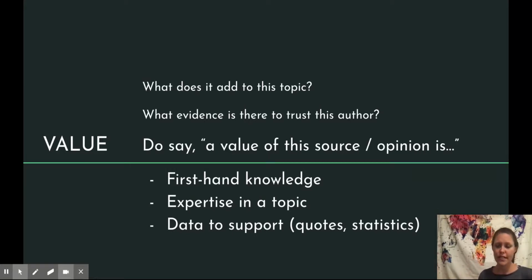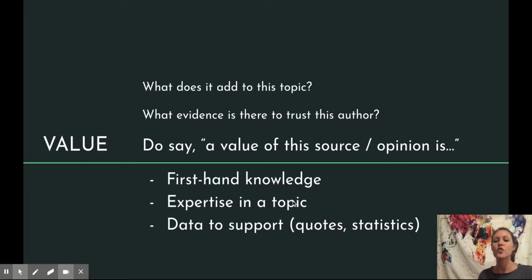Data to support information. So if somebody has quotes from firsthand documents, or if somebody has statistics to support their opinion, that can offer value to a source. But we live in a time period where we know that statistics can be altered. And we live in a time period where we know that quotes can be used either way. I mean, I feel like I've seen some political ads maybe once or twice recently that let me know that everything can be used as a value and can be used as a limitation of a source.